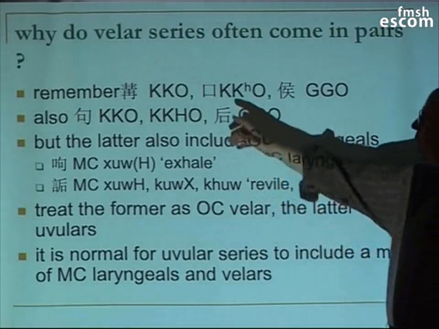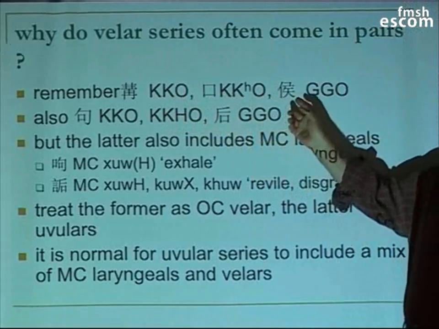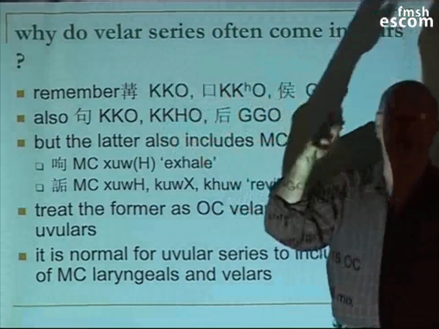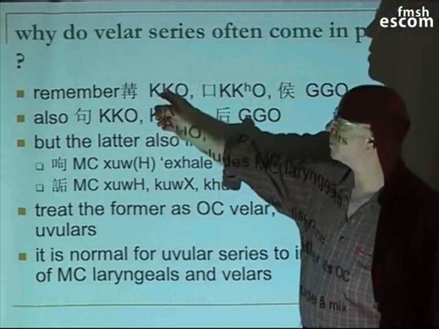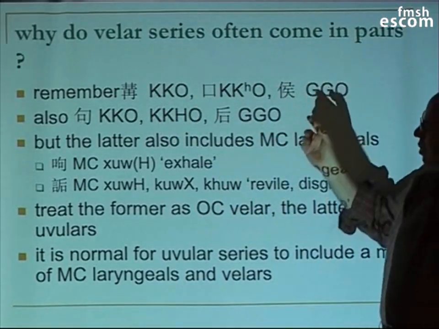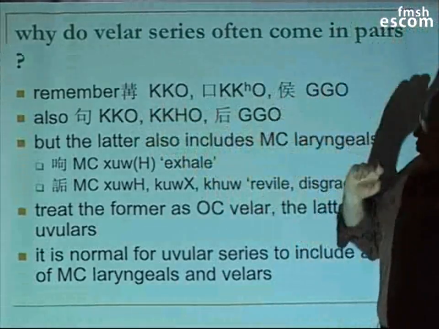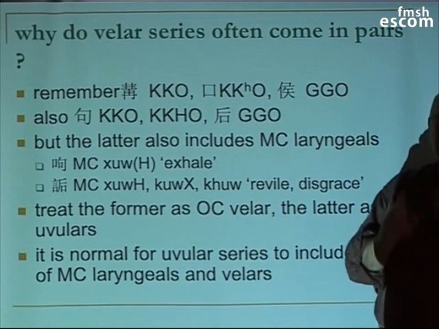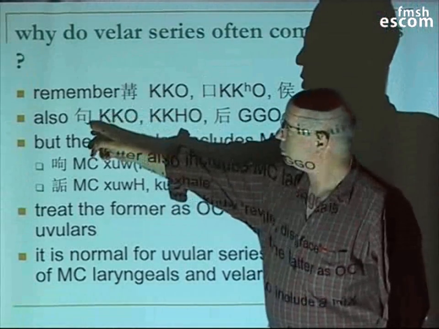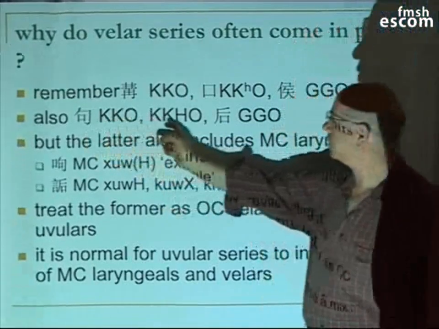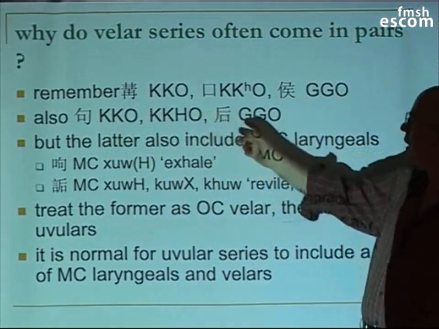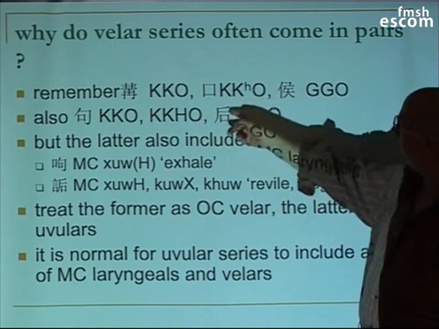Now, reconstructing uvulars aside from velars allows us to explain why velar series often come in pairs. Now remember, I gave you the example of ko, ko, go, type A, as an example of why we reconstruct voiceless, aspirated, and voiced. In the same rhyme, O, you get other series that have velar initials, type A velar initials. This has KKO words, and also KKHO words, and this has GGO words. So there's some kind of overlap here.